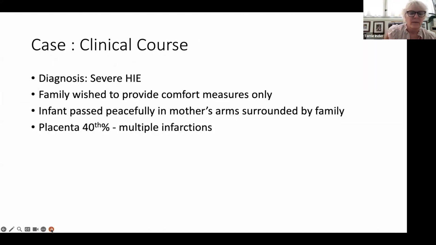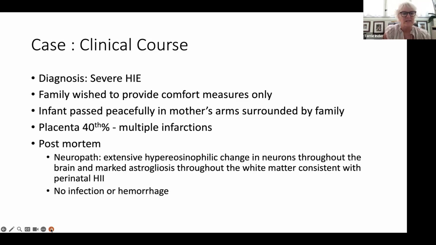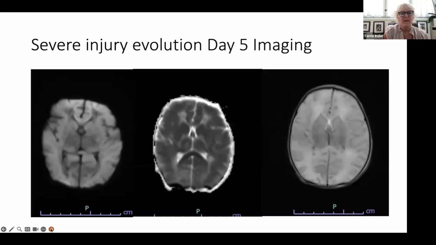And this baby, the parents elected to provide comfort measures only, and the baby did pass away. The placenta was found to have multiple infarctions, and on postmortem, there was extensive injury throughout the brain. This is a similar type of baby that I've had the privilege of taking care of that had this type of imaging on day 5.